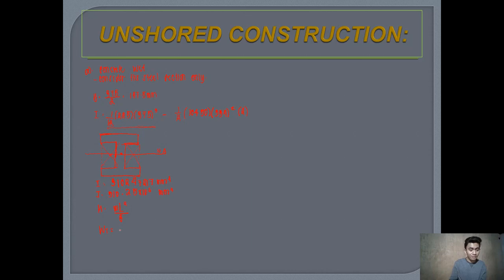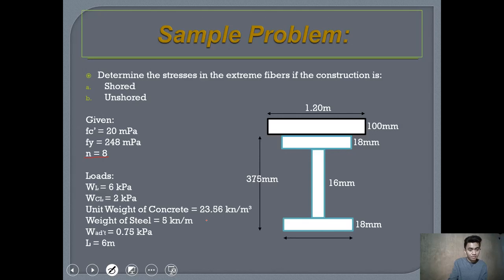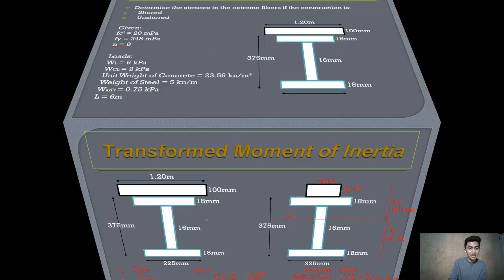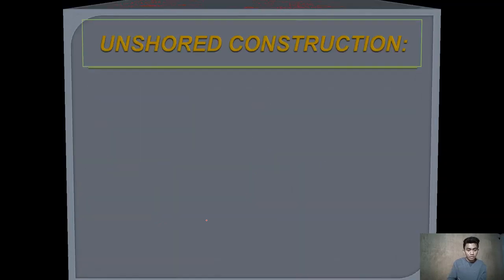We have 5, which is the weight of the steel. What else? The weight of the concrete itself, that is 23.56, the unit weight of the concrete, times 1.2 times its thickness, which is 0.1. Then do we have anything else? According to the problem, we have the weight of the construction load, which is equal to 2 kPa.